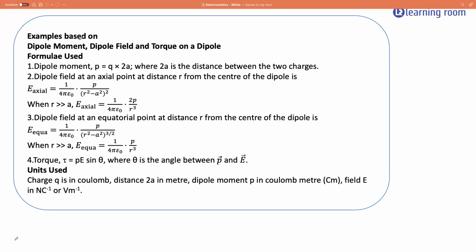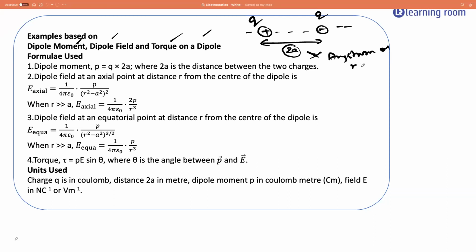Next is problem based on dipole moment, dipole field, and torque on a dipole. What is the dipole moment? First of all, what is a dipole? Two charges of equal magnitude separated by a very small distance is what is called an electric dipole. Generally that small distance is in terms of angstrom or nanometer. Based on this, there is something called dipole moment. P is equal to Q into 2A, where Q is the magnitude of either of the charges and 2A is the distance of separation between them.